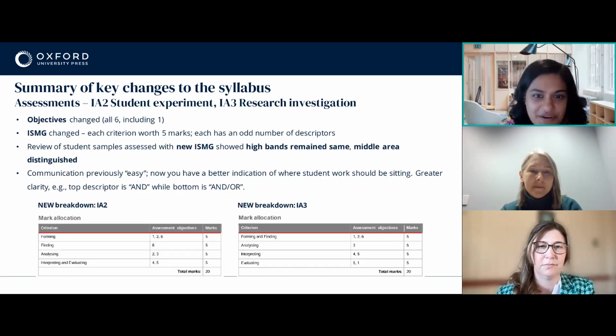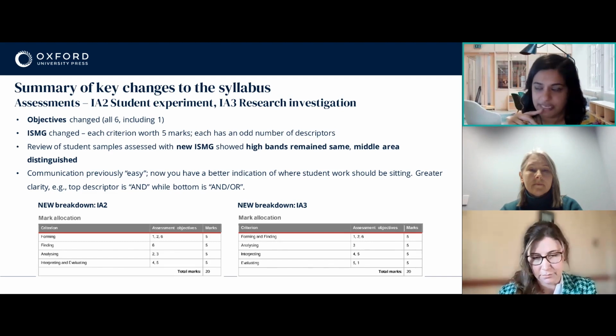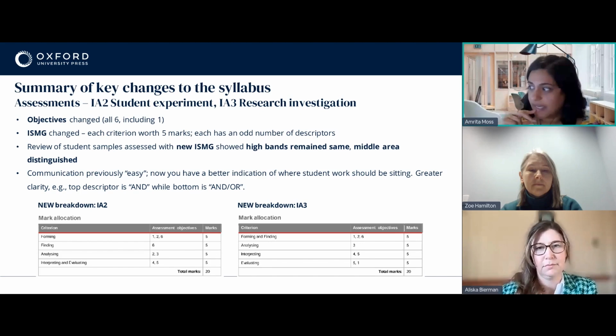In terms of the IA2 and IA3, the objectives have changed slightly, all 6 including 1, so you can see that there. The bigger change, I suppose the one that we are very happy about, is the change to the ISMG.